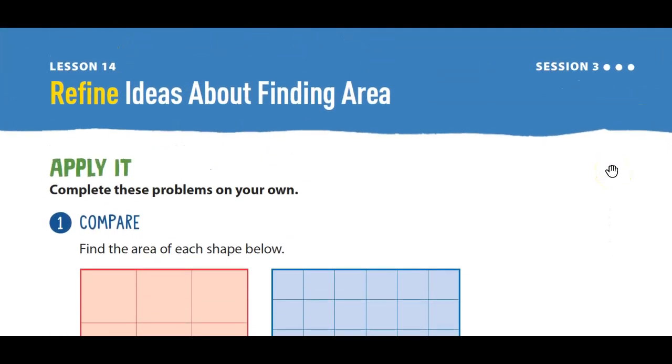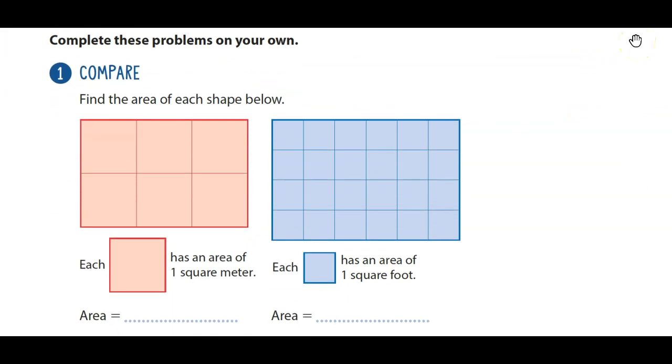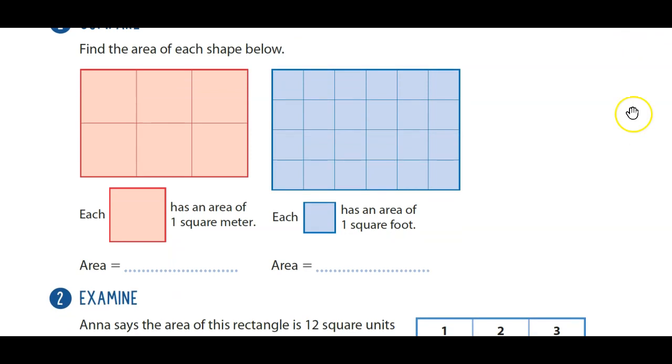All right, so this is lesson 14, now it's session 3. It says ideas about finding area. So we compared both of these shapes. Just by looking at them, do they have the same area? No. For the red one, what's the area here? It says each square has an area of 1 square meter. So can I just count all the squares? Yes. So how many? 6. 1, 2, 3, 4, 5, 6. I don't count that one because that's just an example.